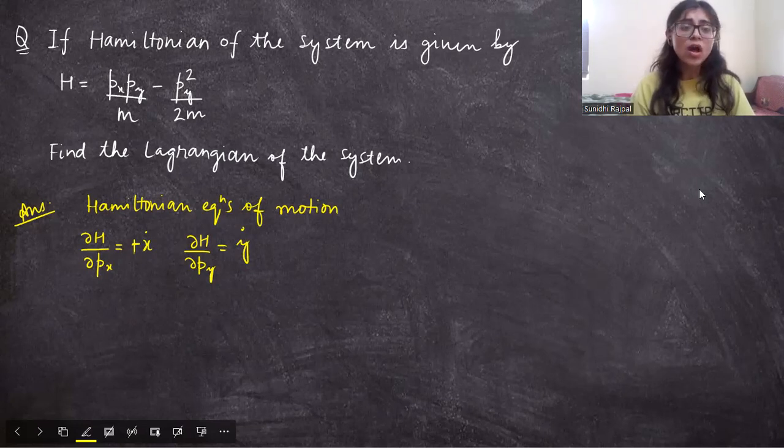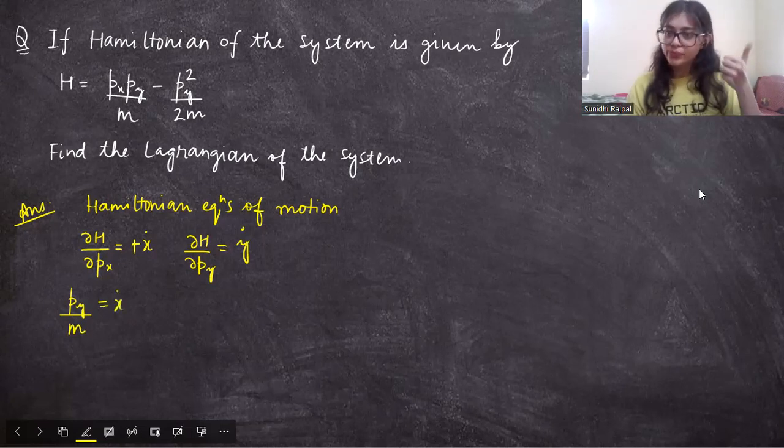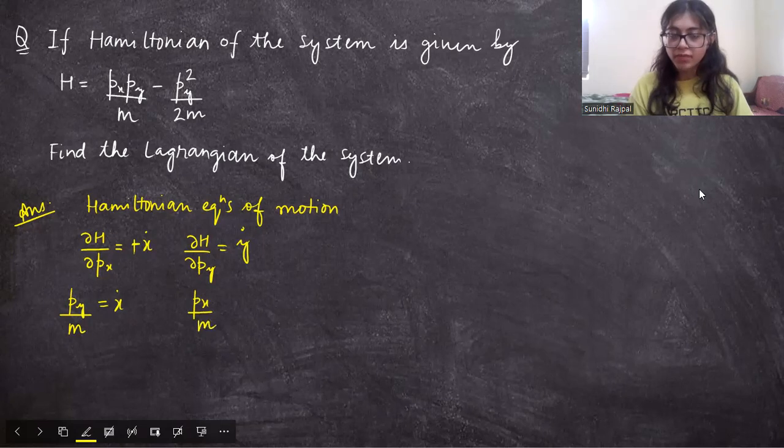Okay, so ∂H/∂px, I want to differentiate this expression with respect to px. So let's do that. The first term will give me py by m. The second term, there is no px, so this is equal to x dot. Got it? The next equation, we have ∂H/∂py is equal to y dot. So let's differentiate this with respect to py. So I have px by m because there is one py, and we have minus 2py by 2m. 2 and 2 get cancelled, and this is equal to y dot.